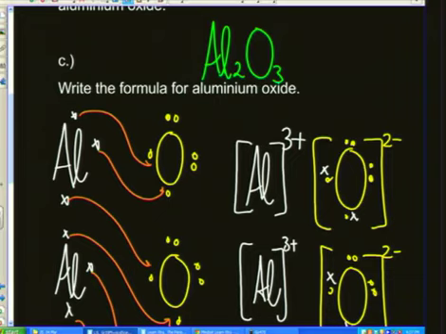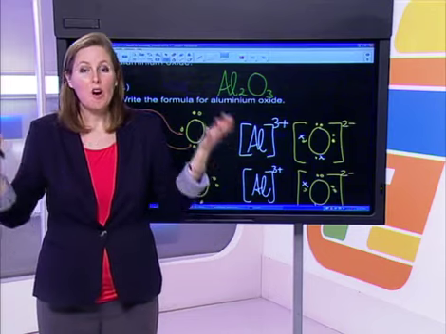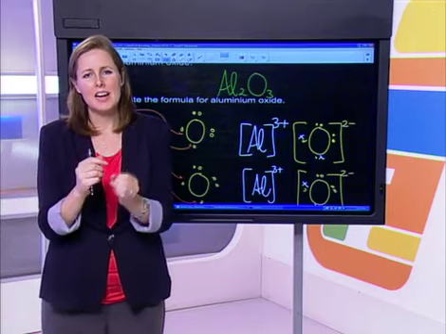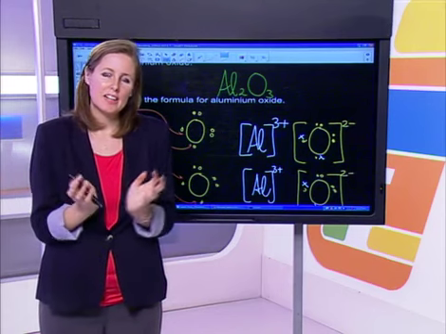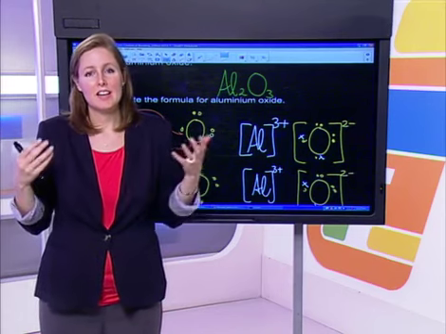And you can see why that formula is the way it is. Because we had to have the correct number of electrons being transferred, because the whole point of this is to get filled outer energy levels, right? To make sure we have filled outer energy levels so that these substances become stable.